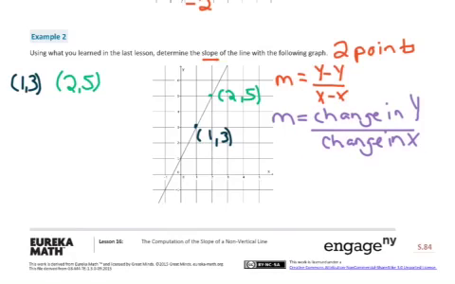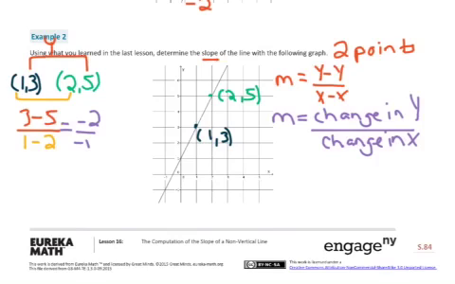So if I do that, remember your y values are your second numbers in an ordered pair. So if I do 3 minus 5 by subtracting my y values, and then if I subtract my x values of 1 minus 2, I would get for my final answer, 3 minus 5 is negative 2, 1 minus 2 is negative 1. When I take negative 2 and divide it by negative 1, I get a positive 2.